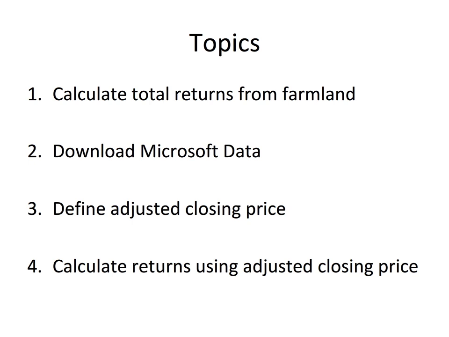This again will come from that Excel spreadsheet. Then we're going to use the Microsoft data and we're going to do 3 things. First, we're going to download it from the Yahoo Finance website. We're going to define adjusted closing price, something that we're going to use with the Microsoft data. And 4, we're going to calculate returns using the adjusted closing price, which is something relatively simple and straightforward.